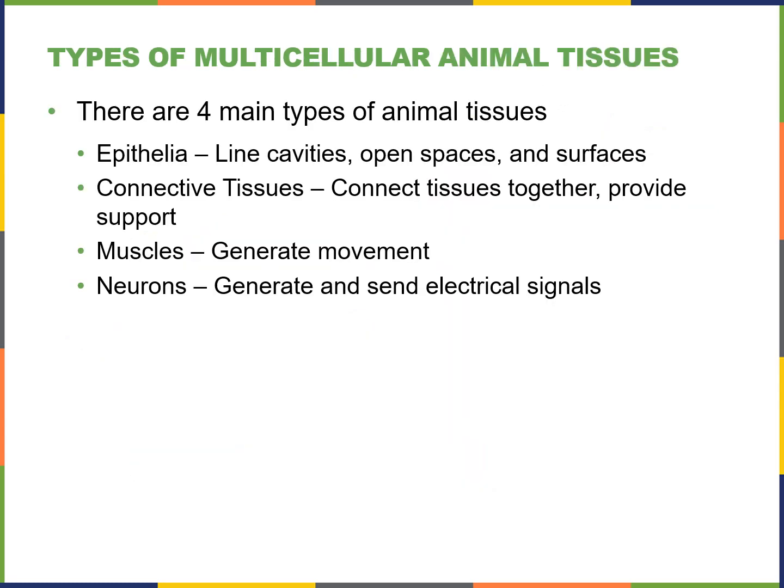Okay, now we're going to get into what kind of tissues we see in animals, and there are four main types. So we have epithelia, connective, muscles, and neurons. If you've heard of epithelia or epithelium, these are the cells that are lining different cavities, open spaces, and surfaces like our skin. Connective tissues, these are pretty appropriately named, right? They're connecting tissues together, providing additional support. Our muscles are generating movement, and our neurons are generating and sending electrical signals within the central nervous system.